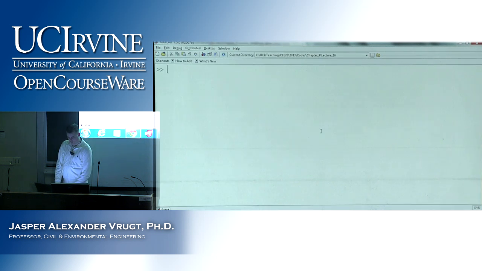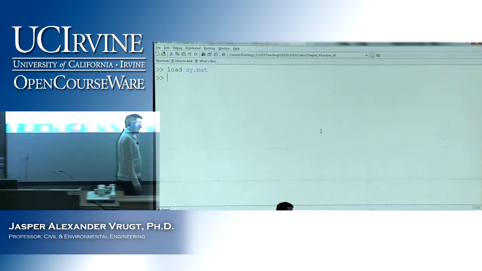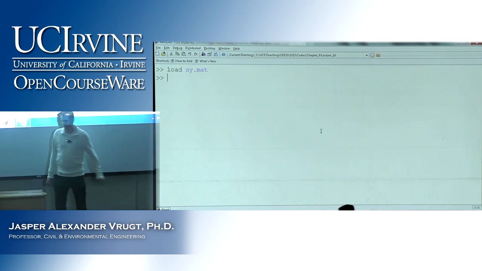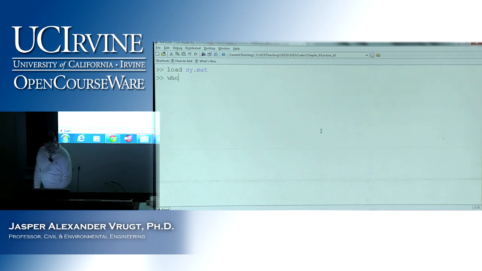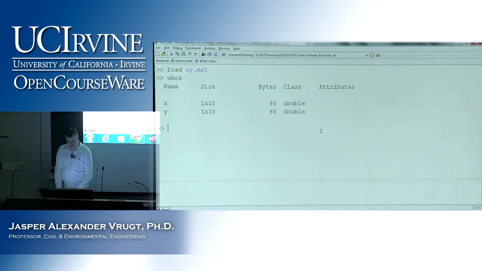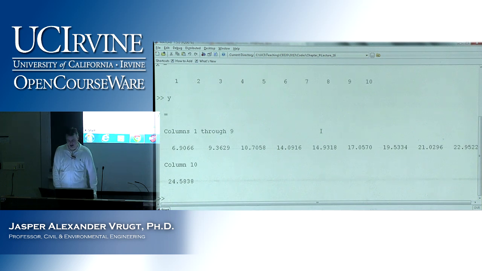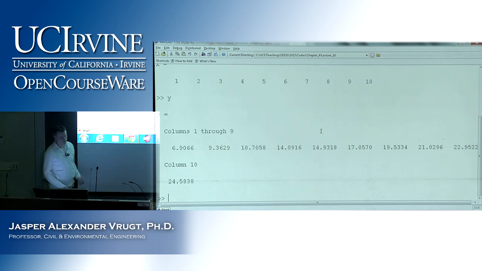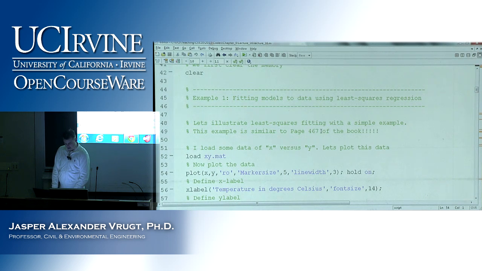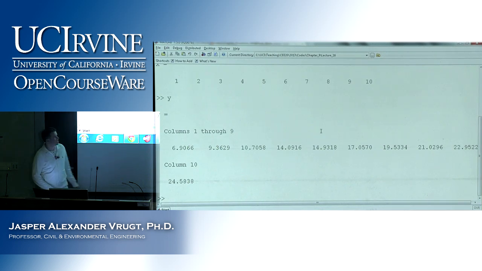Load XY. The first thing I do is load a MATLAB binary file with XY data. What is in here? I can see that with whos. And I see that I have X and I have Y. So I have some X values and corresponding Y values. I have 10 X values, a horizontal vector, and a horizontal Y vector with the corresponding Y values. When I look at this, I'm a little lost.